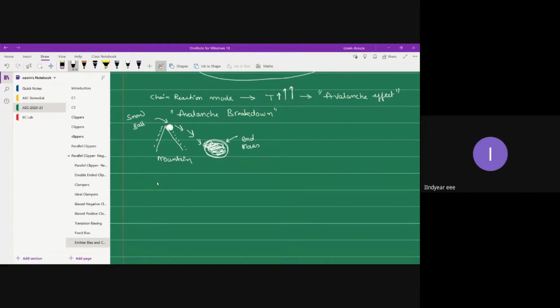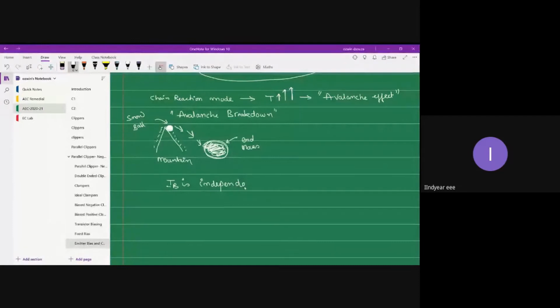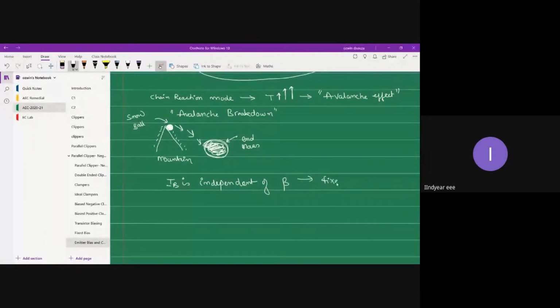And this is happening because your base current is independent of beta for a fixed bias circuit. And that is why the collector current changes by a large margin.